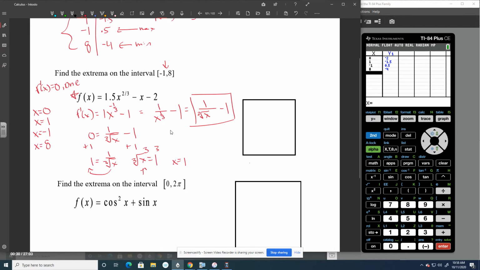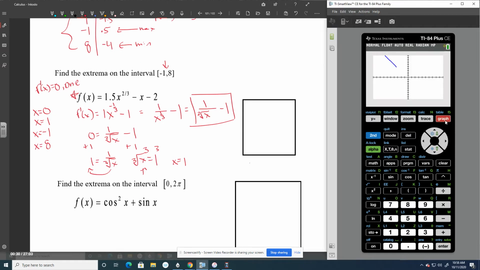Oh, let's double check this first one before we move on. If I look at the graph, I've got my highest point here on the left. Let's change our window so it matches. I'm only supposed to go from -1 to 8. So if I look at that graph, on the left, that's my maximum. And if you notice right there at 0, we have a cusp. And that's why we had a does not exist. Our derivative didn't exist at that point.